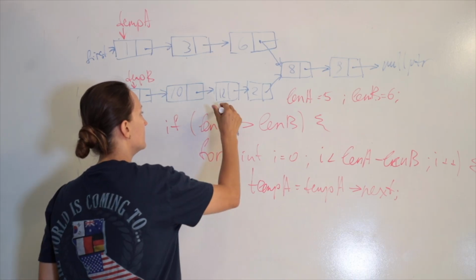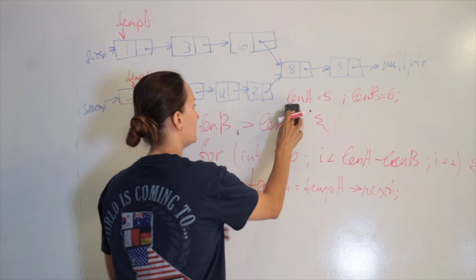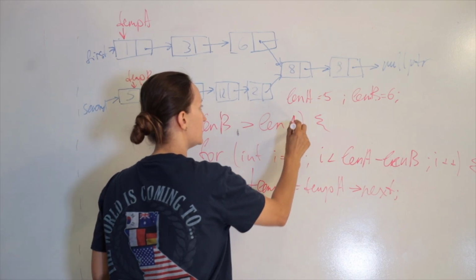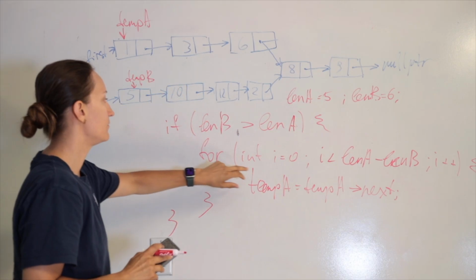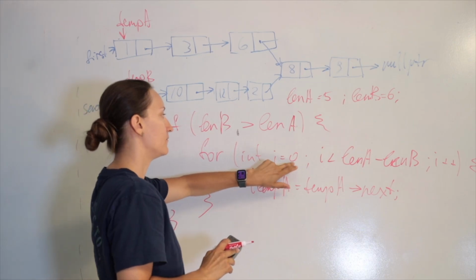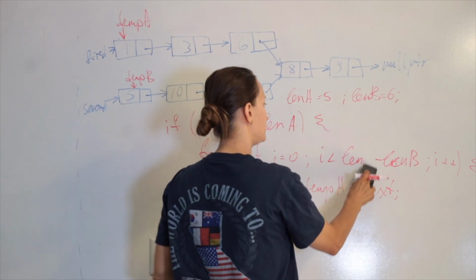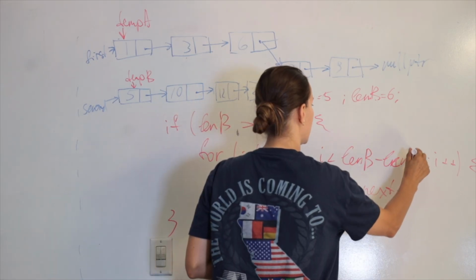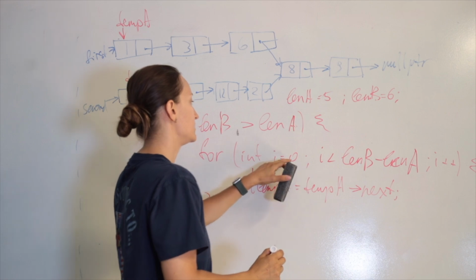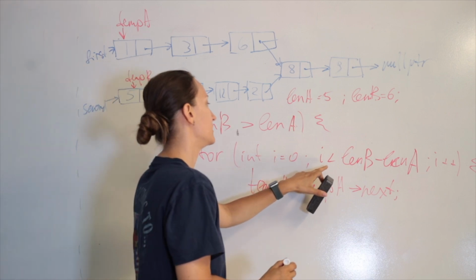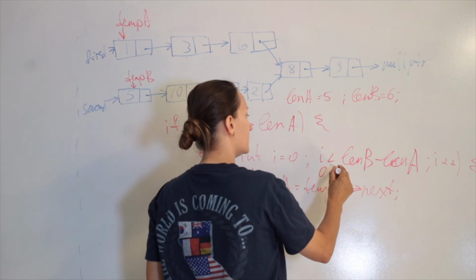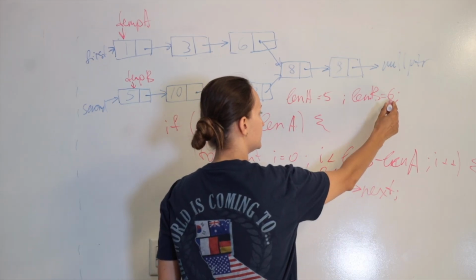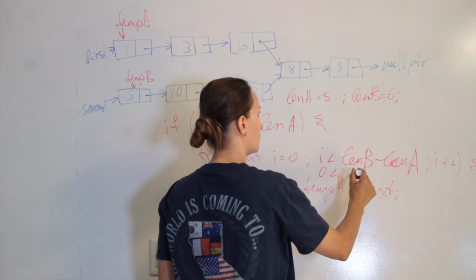If len B greater than len A, which is in our case true, we will traverse I from 0. We have to change it here: len B is greater than len A. For example, I is 0. 0 less than 6 minus 5, which is 1.